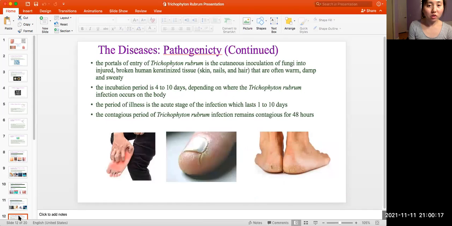The portal of entry of Trichophyton rubrum is the cutaneous inoculation of fungi into injured, broken human keratinized tissues such as skin, nails, and hair that are often warm, damp, and sweaty. The incubation period is 4 to 10 days, depending on where the Trichophyton rubrum infection occurs on the body. The period of illness is the acute stage of infection, which lasts 1 to 10 days, and the infection remains contagious for 48 hours.